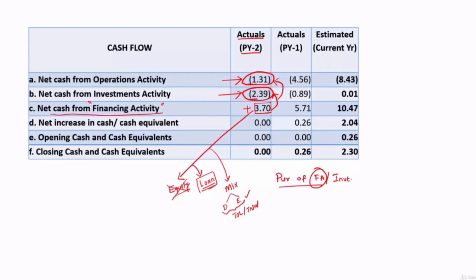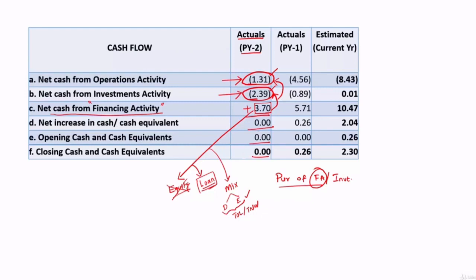So here there is a negative operational cash flow, there is a negative cash flow under investment activity, and all were funded from financing activity. And if you sum all this, net increase in cash and cash equivalent is 0. They didn't have any opening balance and they're also not having any closing balance.